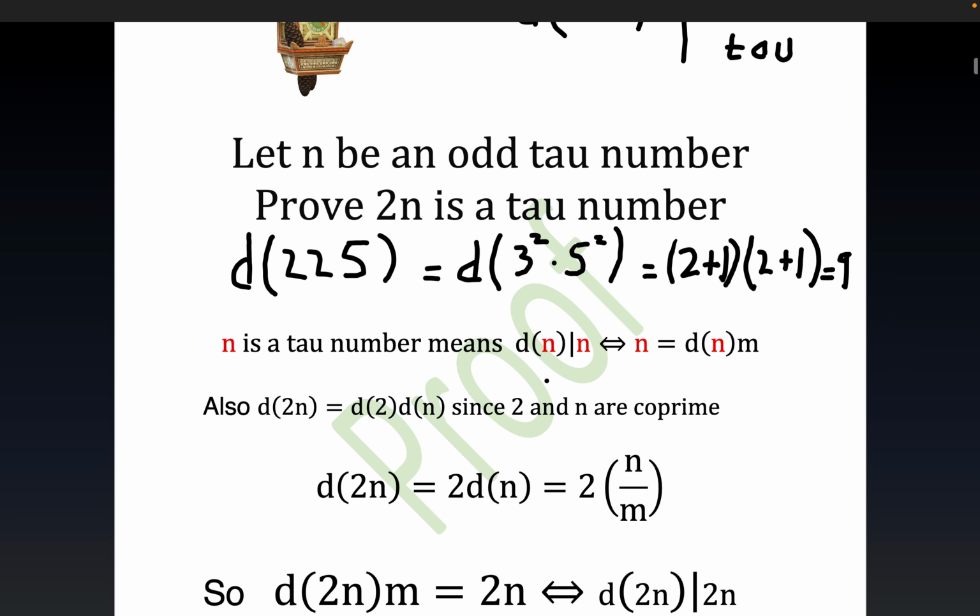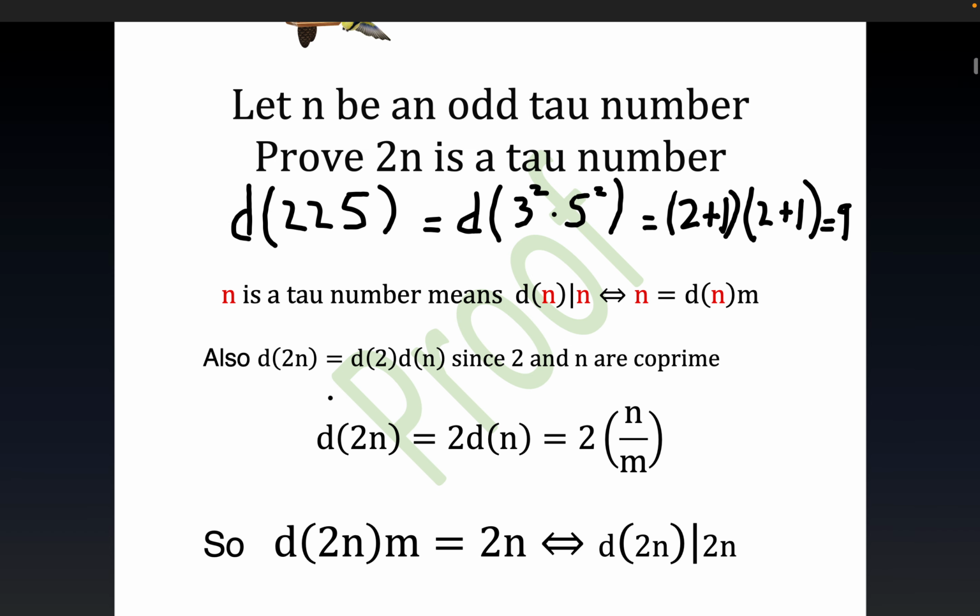Now, n is specified to be odd just in the problem statement. And so that makes this divisor function what they call multiplicative. Now 2 is a prime number, and any prime number has 2 divisors. So notice how d of 2n, d of 2 times n, is just 2 times d of n.